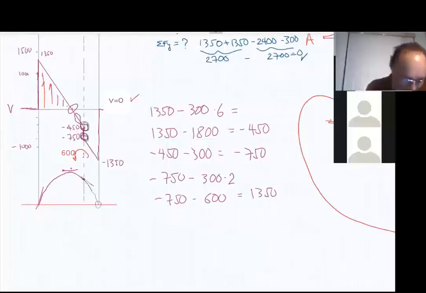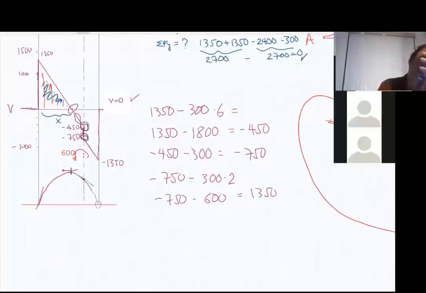So let's check that. In order to check that, we just have to find the value of the maximum moment here. That is basically the area of this triangle. The area of this triangle, we have to find it if we know this x here. So how do we find this x here? We do the same thing we did last time. We do it by using the triangles here.